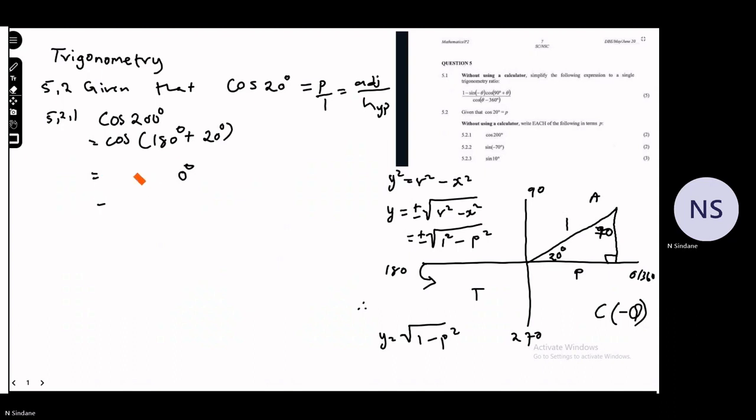The next question, they want to know what is the sine of negative 70. How will you do that? It's a very interesting question. This is 5.2.2. Sine of negative 70 degrees. How do you deal with that? So in this case, I know that my negative angles are only found in which quadrant? The fourth quadrant. And in the fourth quadrant, only cos is positive.